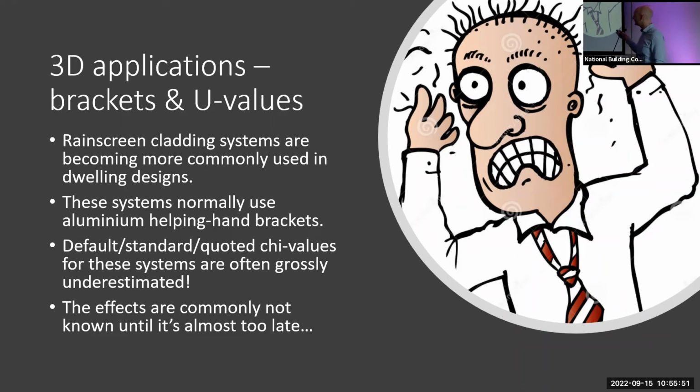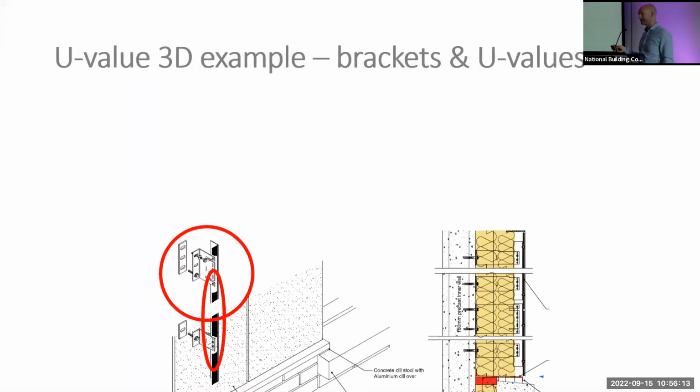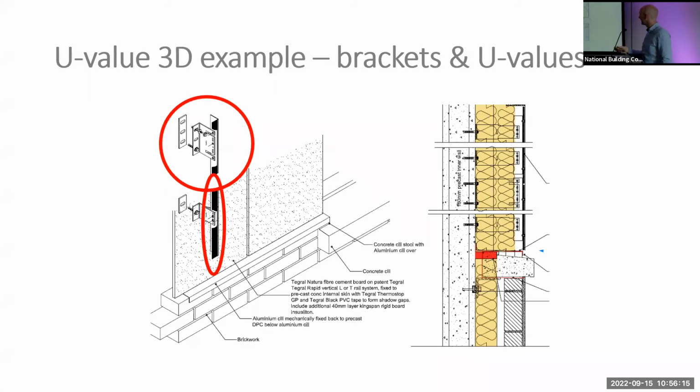The U value calculation, this is where thermal modeling moves away from thermal bridging only. Just to get a U value on these walls often requires thermal modeling. Default, standard, and quoted chi values for the systems are often grossly underestimated. You'll commonly get U value calculations back from suppliers that will just have 2.5 stainless steel wall ties per square meter put in, no matter what the fixing system is at design.